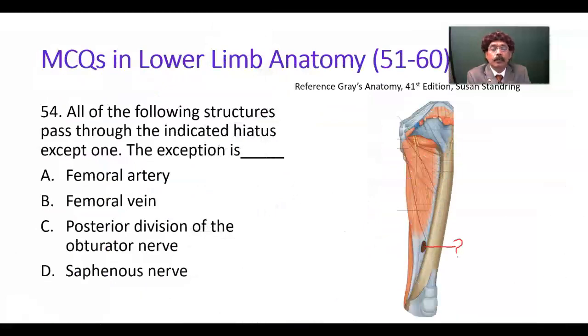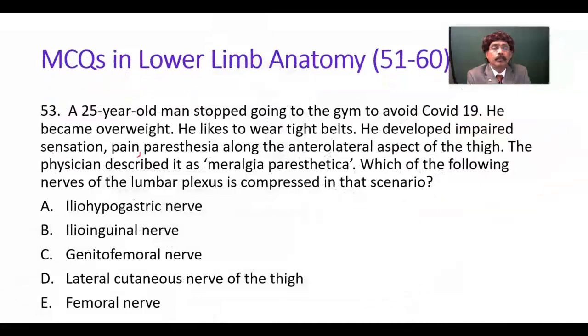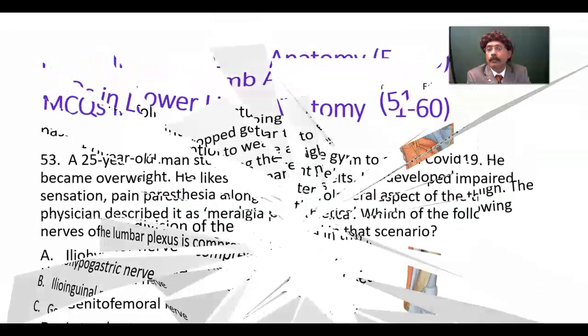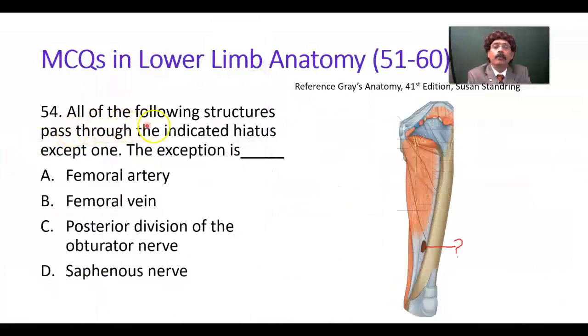Okay, now we've gone through 53. Okay, so now we'll go to 54. All of the following structures pass through the indicated hiatus except one. The exception is what? What is this hiatus?